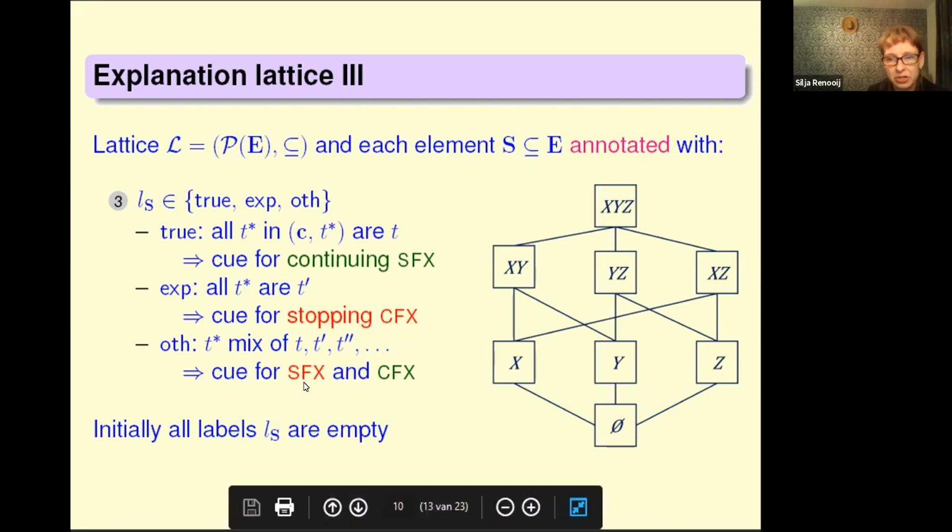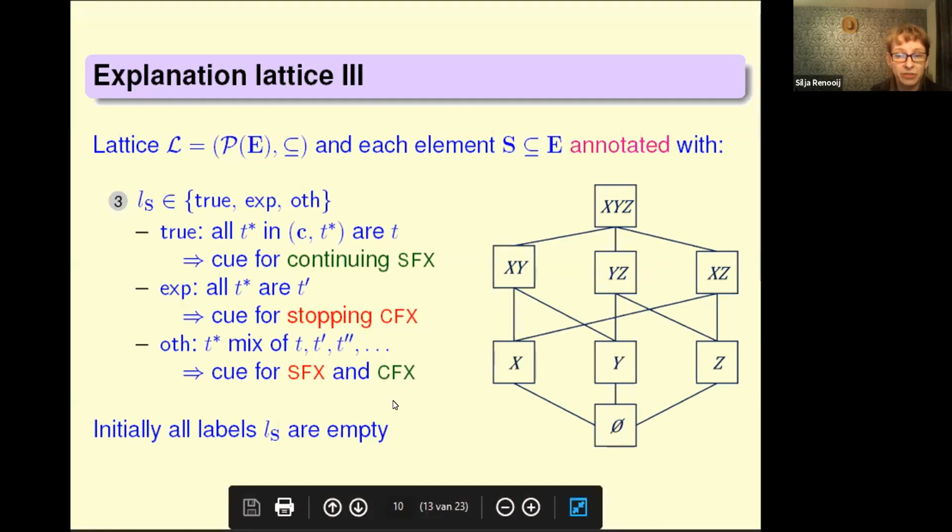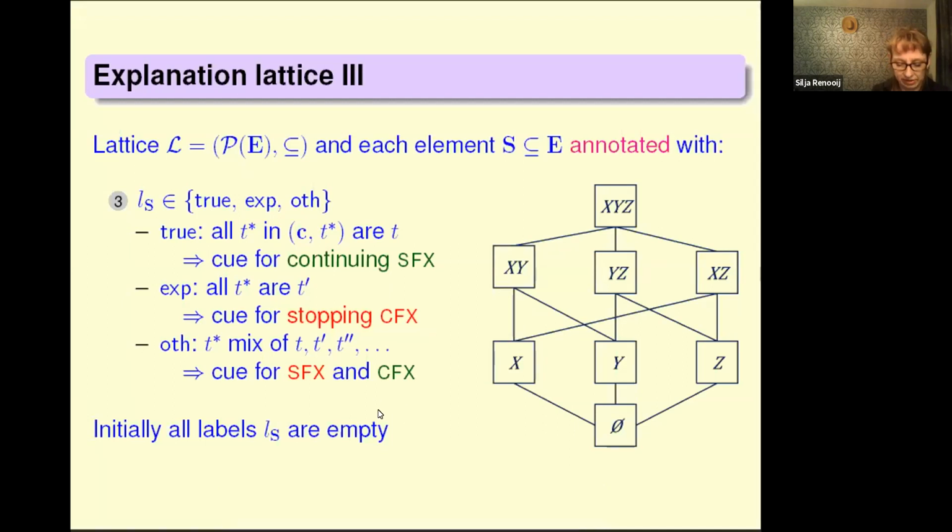If I find a mixture, then, well, I know there's no longer a sufficient explanation if I go further down, but there could still be counterfactual explanations. So I need to continue there, unless my output variable is binary, because then the only alternative is the T prime.